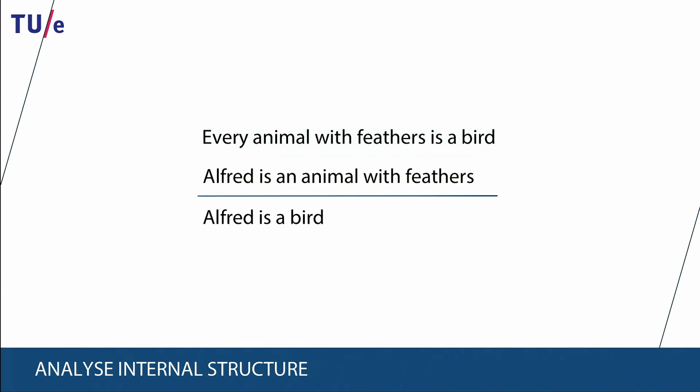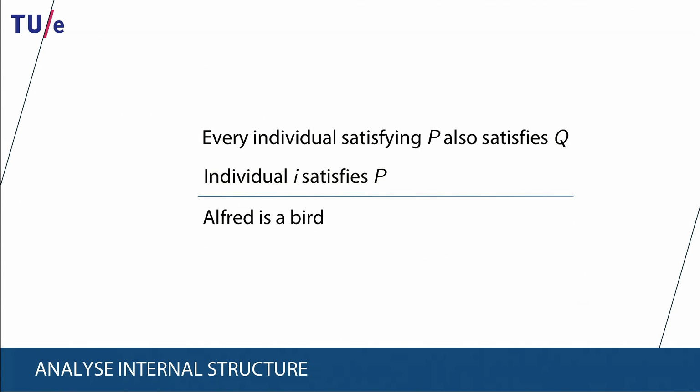Now we have a more refined view on the structure of the sentences that make up the argument. We can abstract from the contents without throwing away the structure altogether. The argument then takes the following logical form. Representing being an animal with feathers by P and being a bird by Q, the first premise of the argument becomes every individual satisfying P also satisfies Q. Considering Alfred as a particular individual referred to by I, the premise of the argument becomes individual I satisfies P. And then the conclusion of the argument reads individual I satisfies Q. Now this is the kind of argument that can be justified in predicate logic, which we shall discuss in the next couple of lectures.